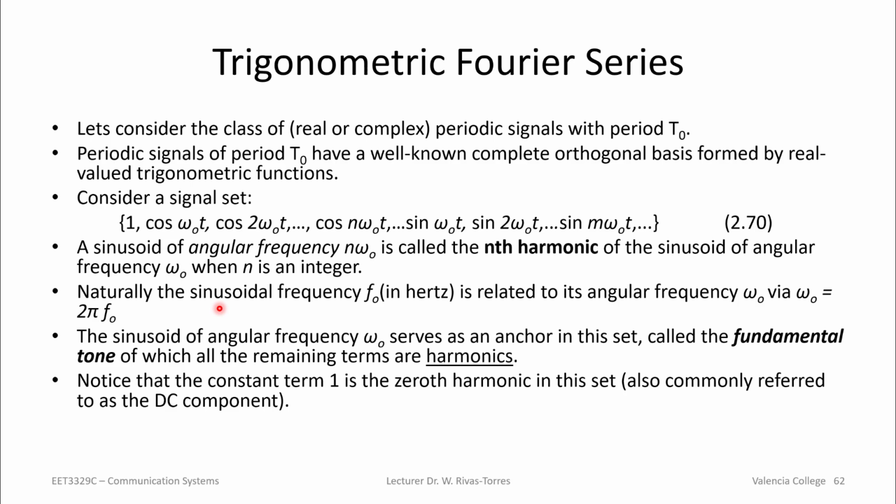Notice that there's a constant term. That's just what's represented by this one here. That is the zeroth harmonic, where n equals zero. That is commonly referred to as a DC component, because that's what it actually is. So if you have a signal and you're trying to represent it with a Fourier series, that first term is actually the DC term of the signal.